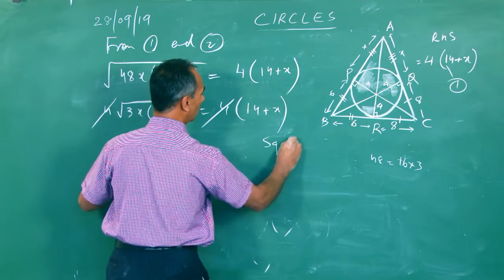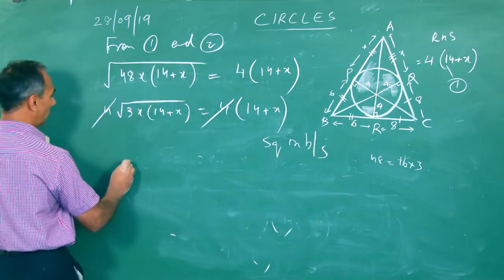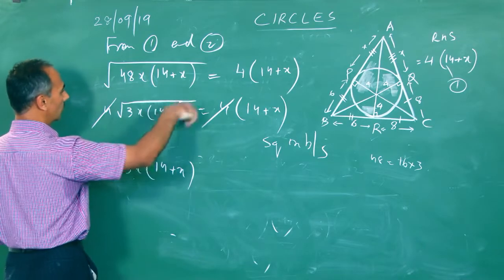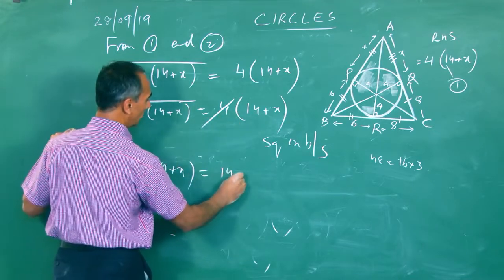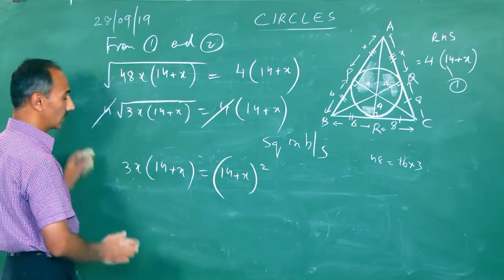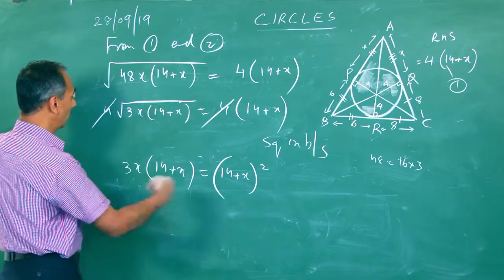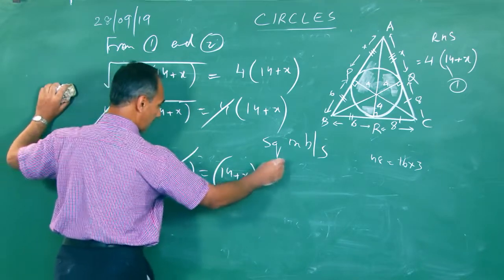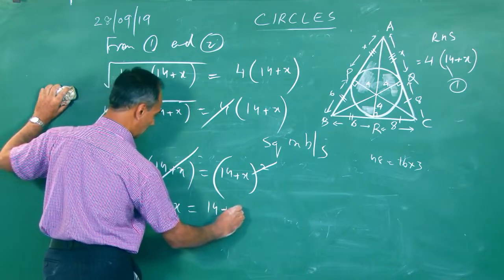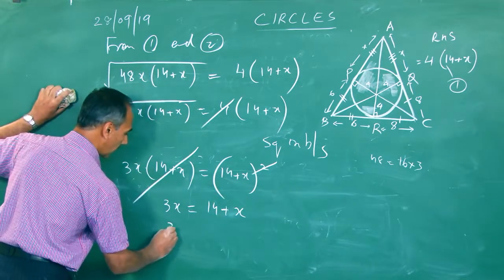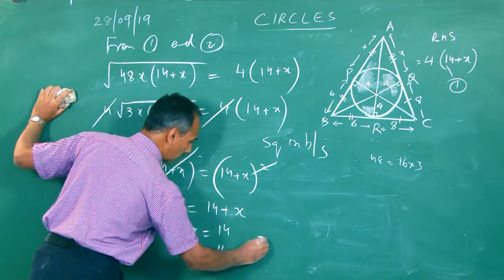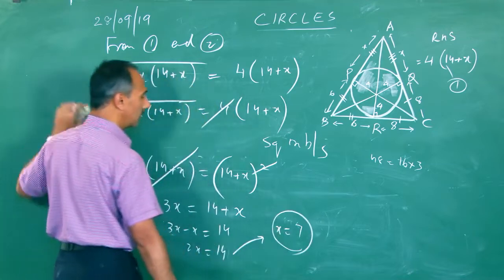So squaring on both sides. When I square on both sides, I get 3x into 14 plus x. Root goes. So right side you get 14 plus x whole square. So you have an equation. Is it linear? It has to be linear. One factor of 14 plus x cancels. You got on the left hand side 3x is 14 plus x. So that would be 3x minus x equal to 14. So 2x equal to 14. That gives you x equal to 7. So we have solved this equation.